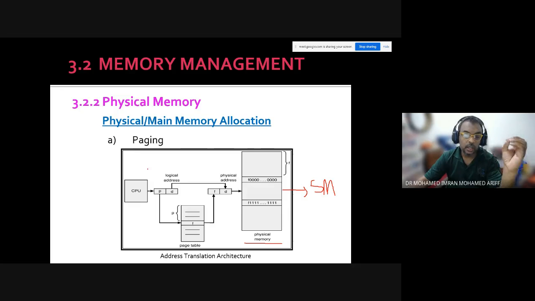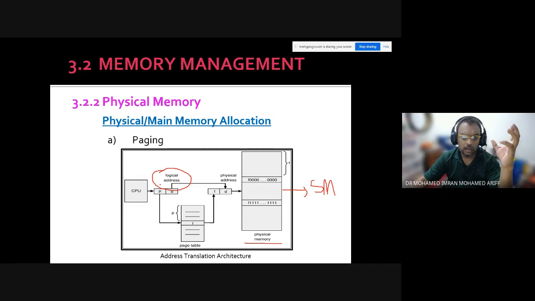Okay, so let's say CPU now is running and it needs a specific file. So once it needs a specific file, CPU akan keluarkan, okay, now I want to get this particular file. This is the address. It will tell the operating system. Tapi address yang dia bagi dalam bentuk logical address. Okay, this is the address.